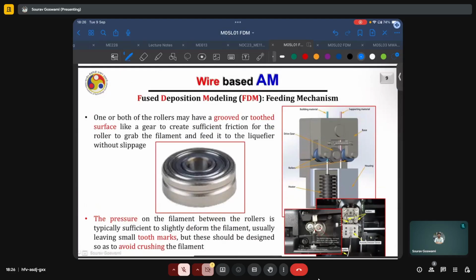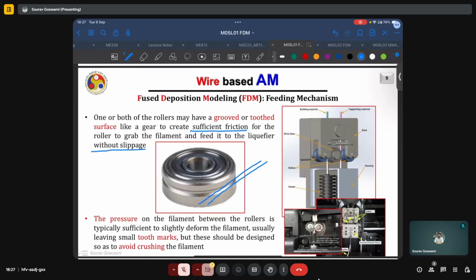Now, one or both of the rollers may have a grooved or a toothed surface. The reason for this is that your wire will typically pass through this groove that we see near the center. So we can imagine our wire passing through here. The reason is to maximize the surface area and to create sufficient friction for the roller to grab the filament and feed it to the liquefier without slippage.